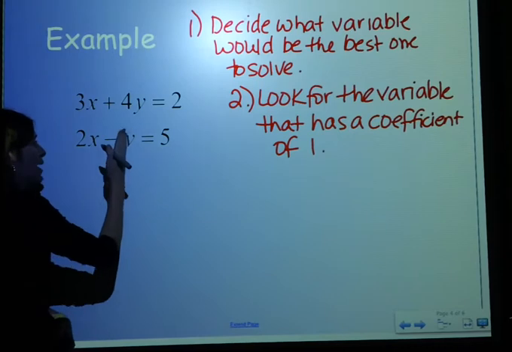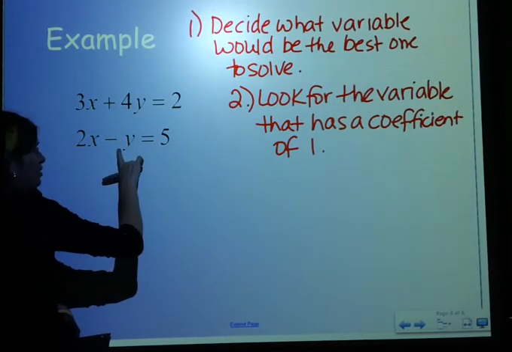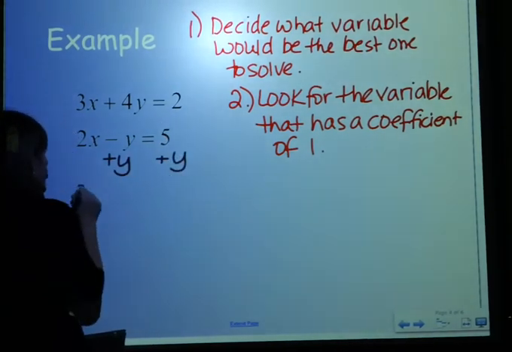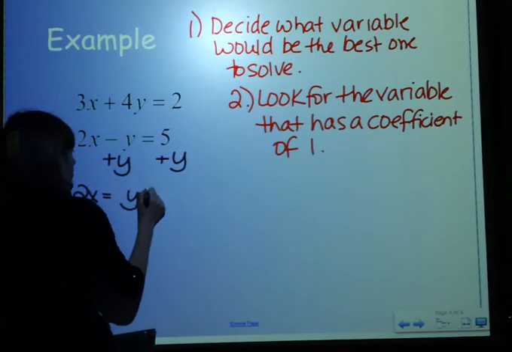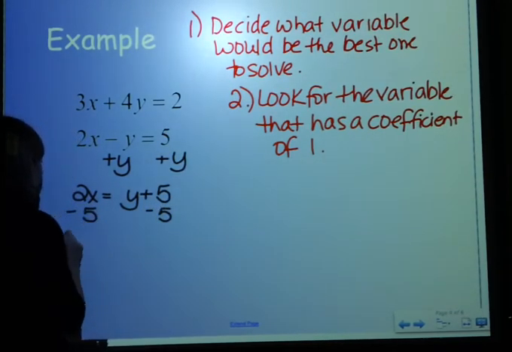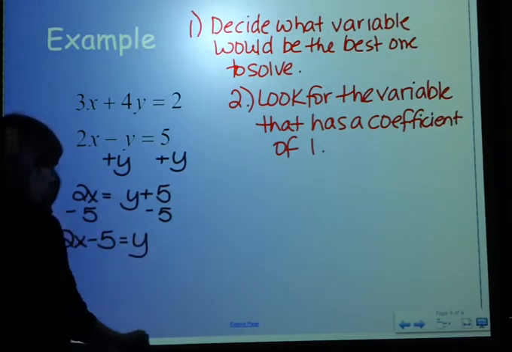That means I want y equals something. So how am I going to do that? Well, I want the y to be positive, so I'm going to add the y to the other side. And I get 2x equals y plus 5. And then I'm going to subtract 5 from the other side. So I've isolated y. So I have 2x minus 5 equals y.